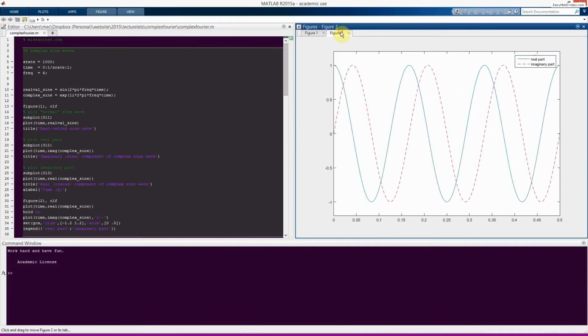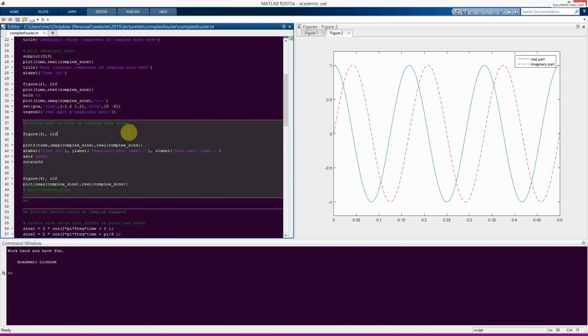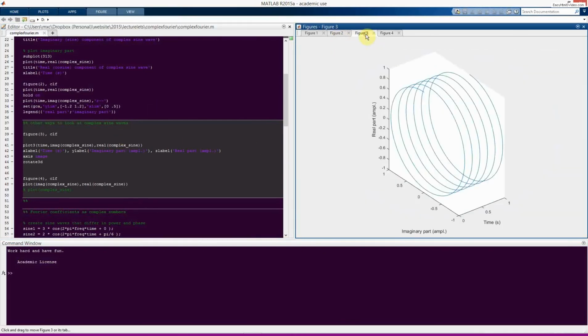Okay, so now here in figure 2, I'm plotting both the real part of the complex sine wave and the imaginary part of the complex sine wave on top of each other on the same plot. So you can see that they're very similar. Not surprisingly, they have exactly the same frequency, but they are phase shifted from each other. Okay, so now we're just looking at the projection of this complex sine wave onto this two-dimensional space, where this is time and this is amplitude. We can now view these in slightly different ways.